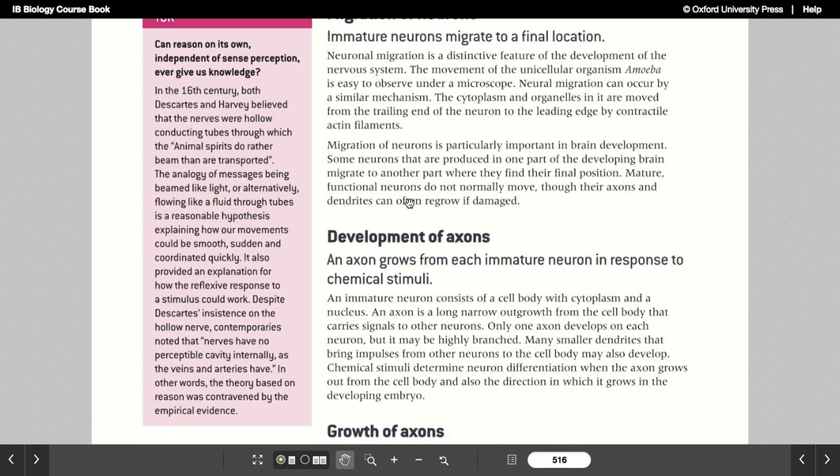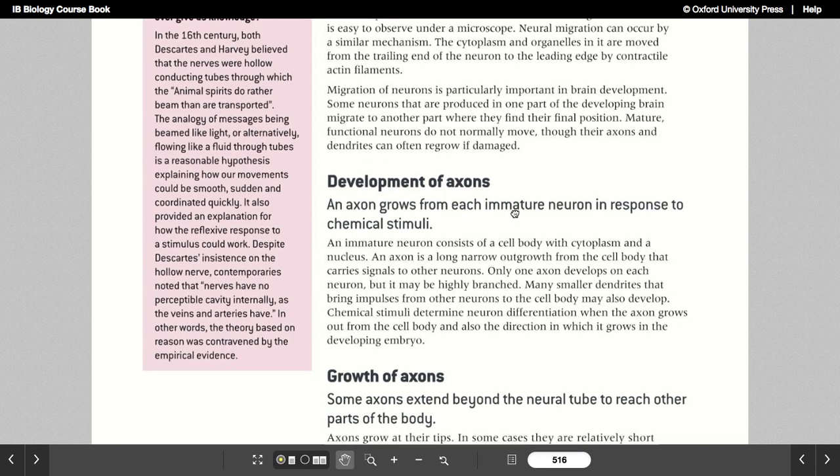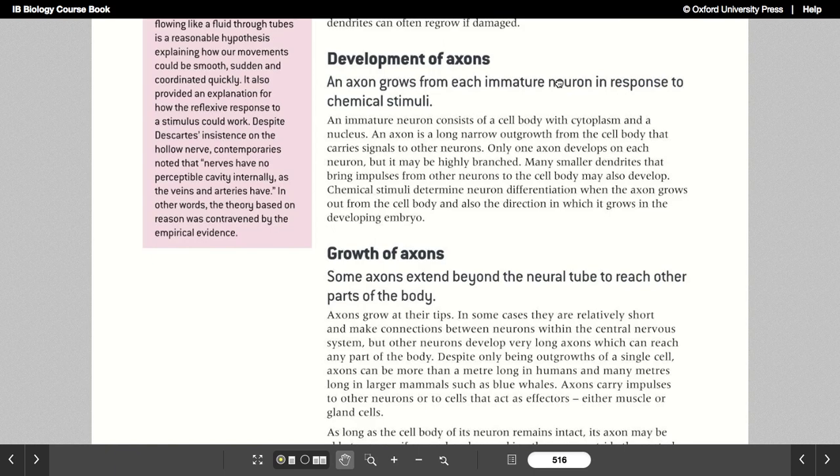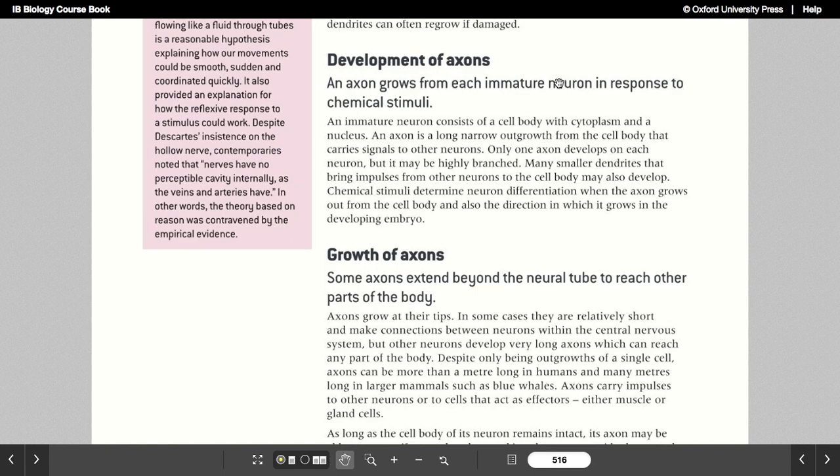And once they're mature, they're going to develop their axons and their dendrites. So when they're moving, they pretty much just have a cell body. Once they get to their location, they're going to start to develop their axons, and that's going to be in response to chemical stimuli. So they might get some sort of visual stimulus, which leaves behind footprints of neurotransmitters, and then the axon is going to grow out that way.